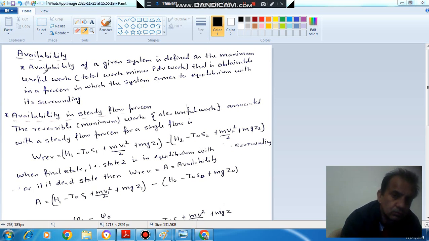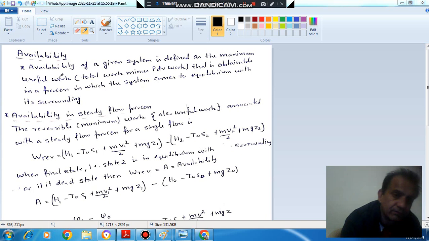So the definition of availability of a given system is defined as the maximum useful work, total work minus PdV work, that is obtainable in a process in which the system comes to equilibrium with the surroundings.